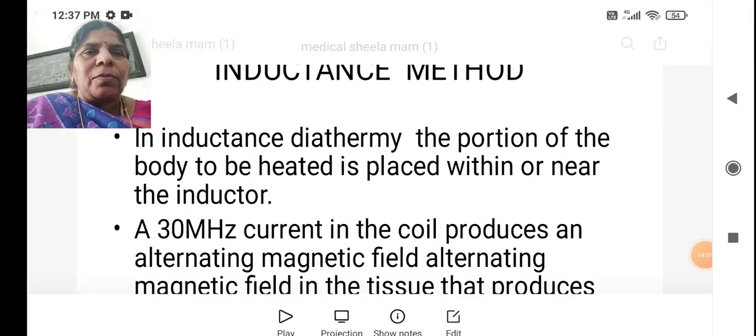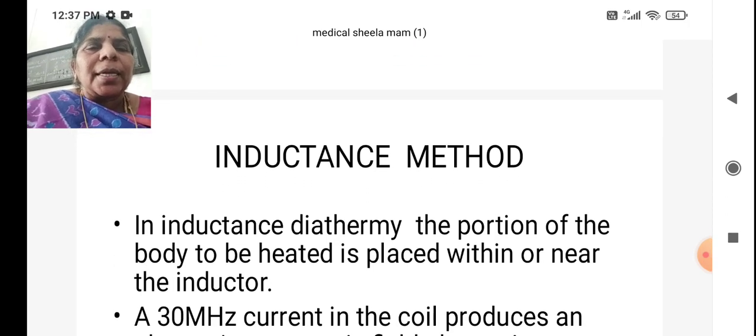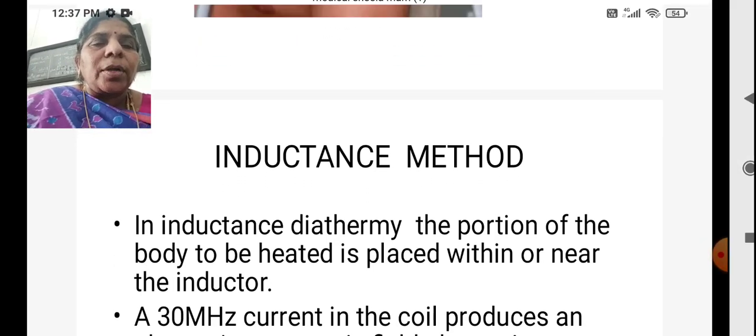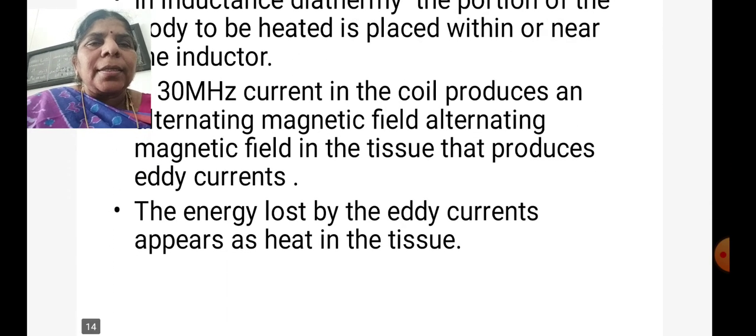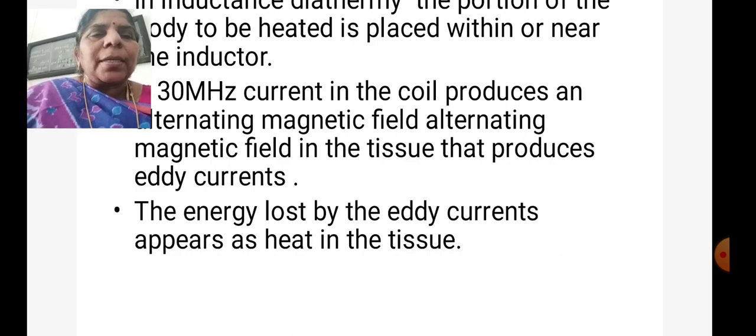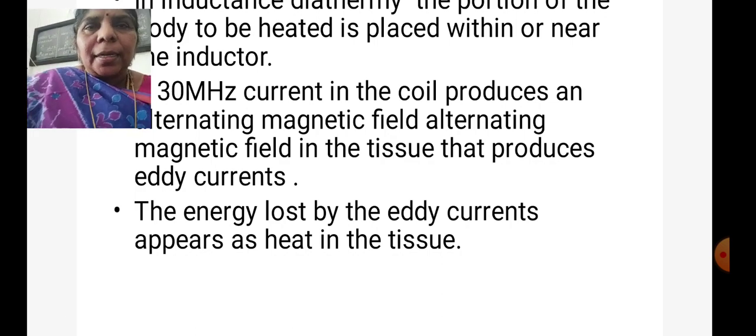And this is the diagram for what? The inductance method. The same principle is used. But in inductance diathermy, the portion of the body to be heated is placed within or near the inductor. Then a 30 MHz current in the coil produces an alternating magnetic field. The alternating magnetic field in the tissue produces eddy currents. The energy lost by the eddy currents appears as heat in the tissue. Hope you have learned eddy currents in your UG classes.